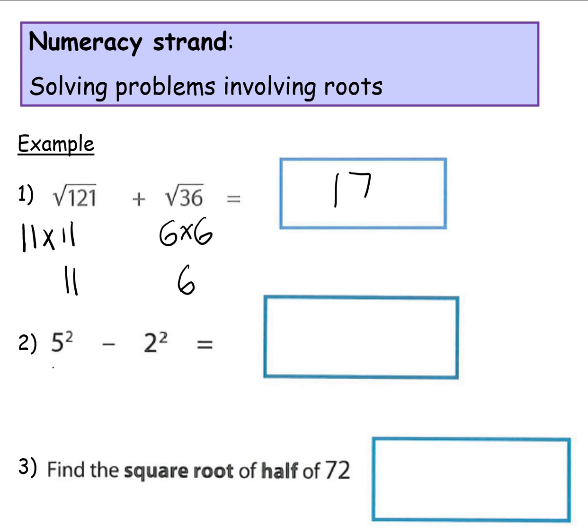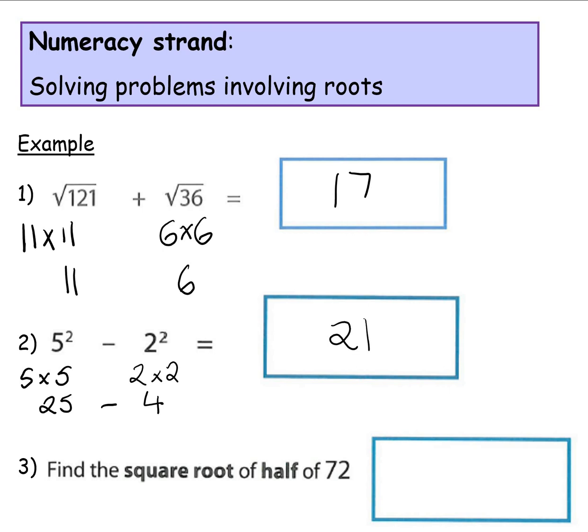In our next example, it's asking us to work out 5 squared take away 2 squared. Now a common mistake here is to do 5 take away 2 and then square that answer. However, we need to square this first, and then we need to square this one and take the answers away from each other. So 5 squared is the same as 5 times 5, which is 25. And 2 squared is the same as 2 times 2, which is 4. And 25 take away 4 is 21.